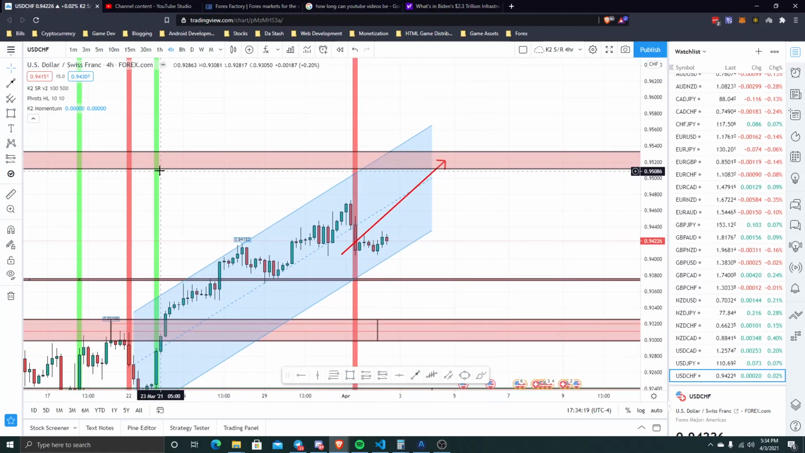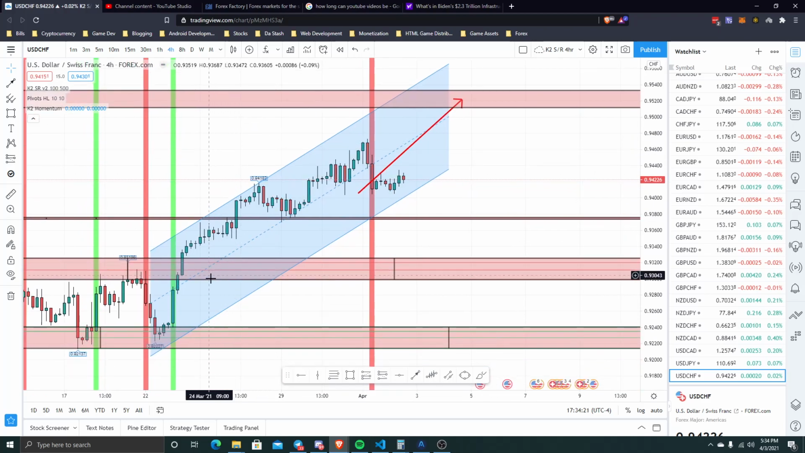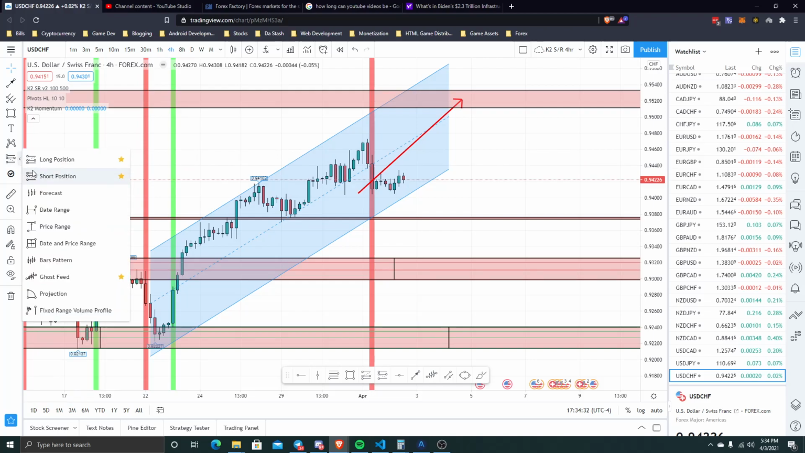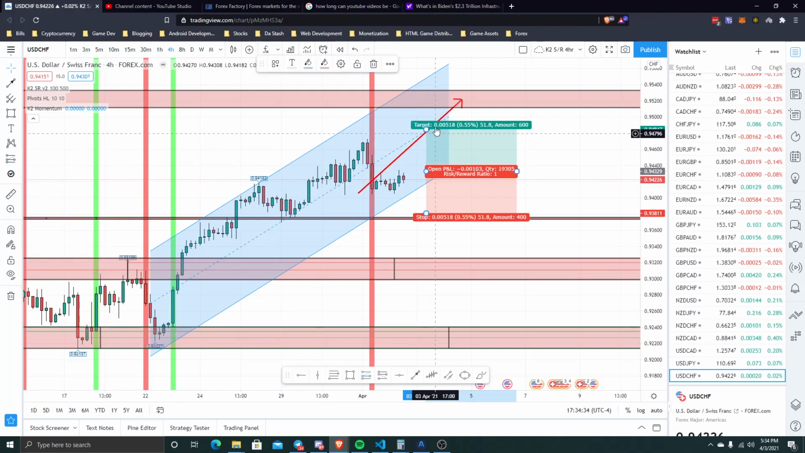Yeah, so if there's another bullish bias signal that pops up here within the next few days, then I might take a trade. I might take a trade up into this zone right here. Yeah, so I'll wait and see what happens with that.